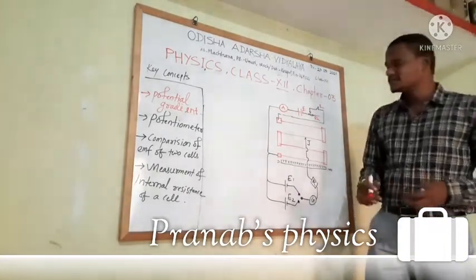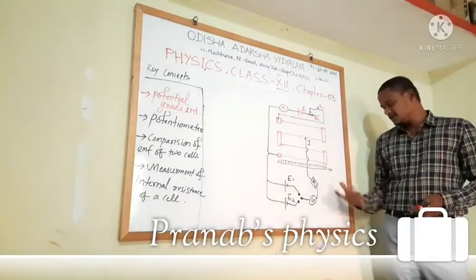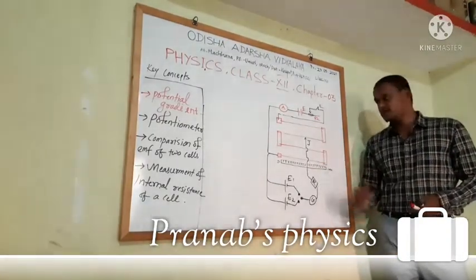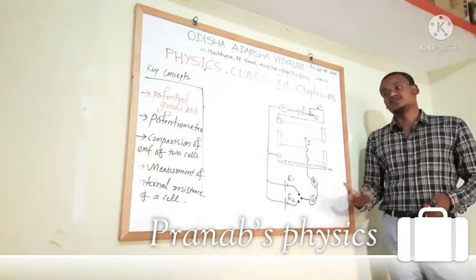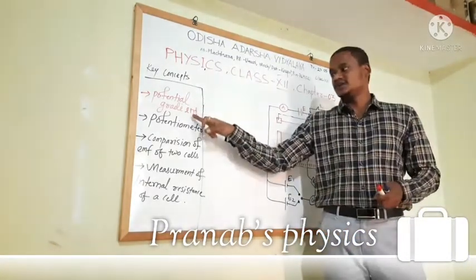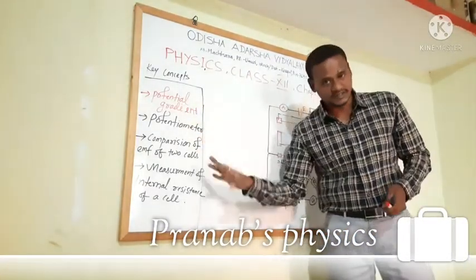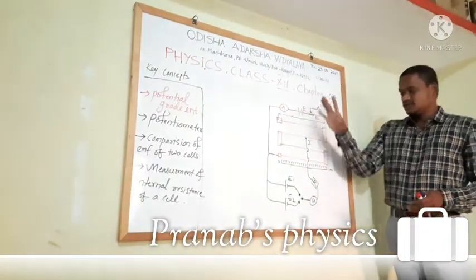So dear students, here is the potentiometer. It consists of segments of wire, each having length 1 meter or 100 cm. The more number of wires you increase, the more accurate your reading will be. Why? Because here potential gradient is one physical quantity. I will explain potential gradient, but before that, see the instrument.